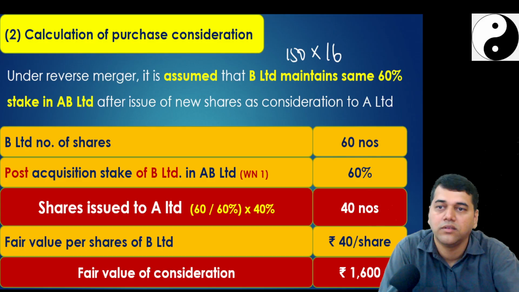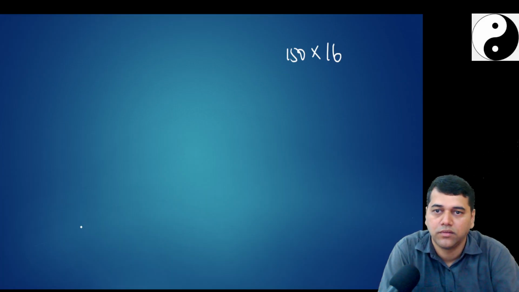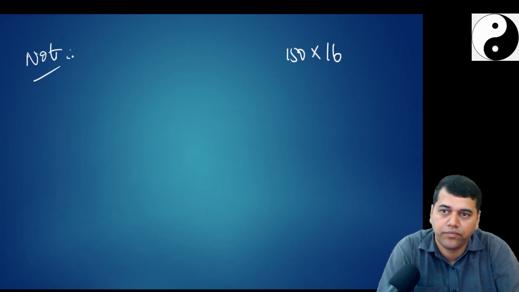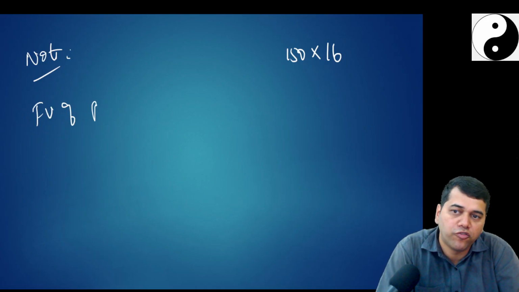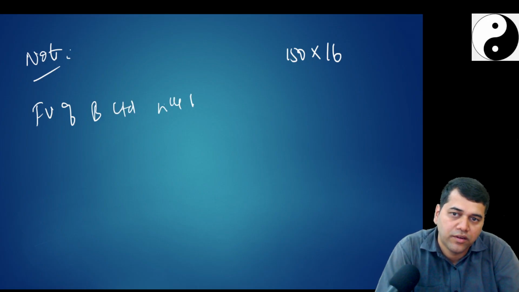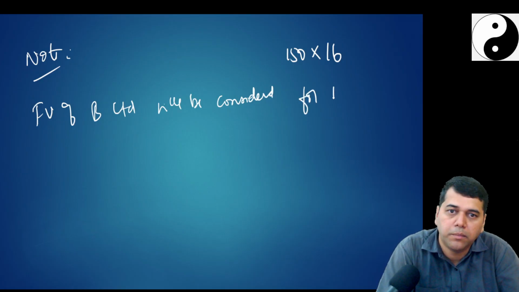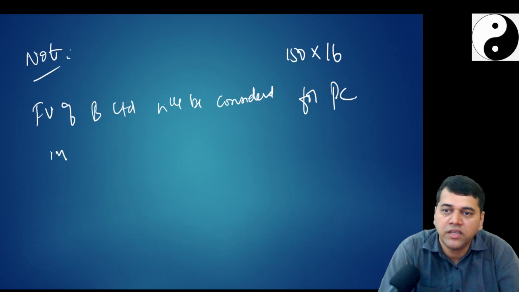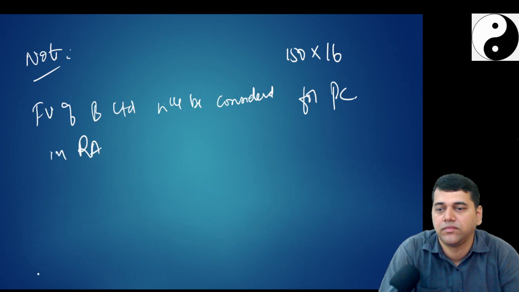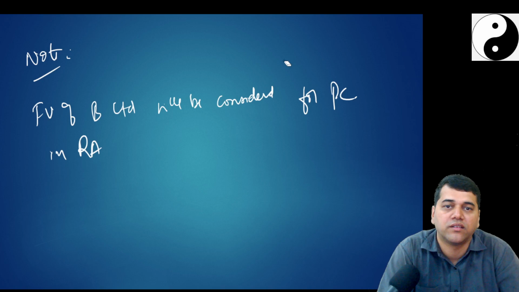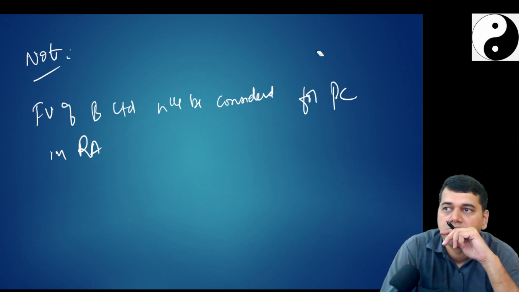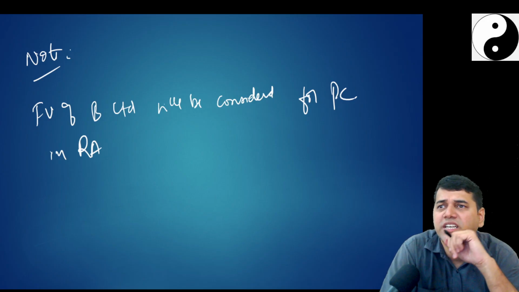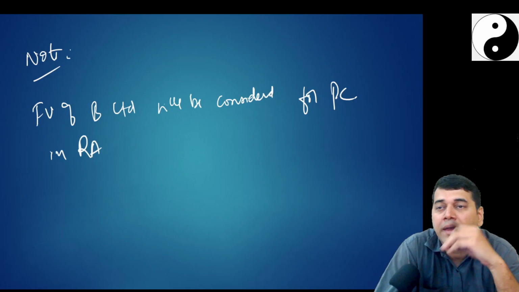Note, same note. Fair value of B Limited will be considered for purchase consideration in reverse acquisition. Who is the accounting acquirer? It may look very strange to you, but that is accounting. That's why we call them accounting acquirer.